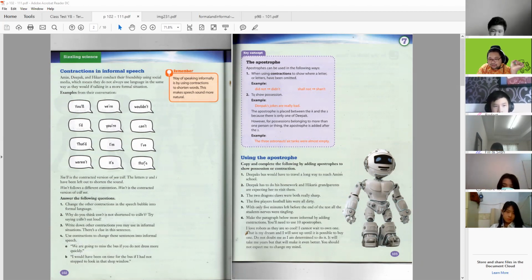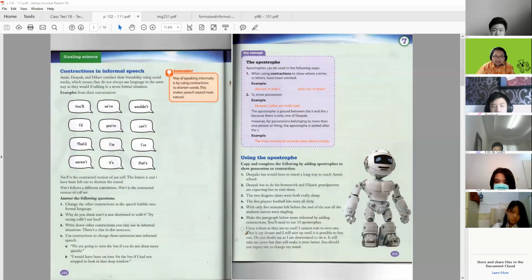That's is the short version of what? That is. That is. Right. Okay. That is an example of a contraction. So a contraction is the short form of something. Example.